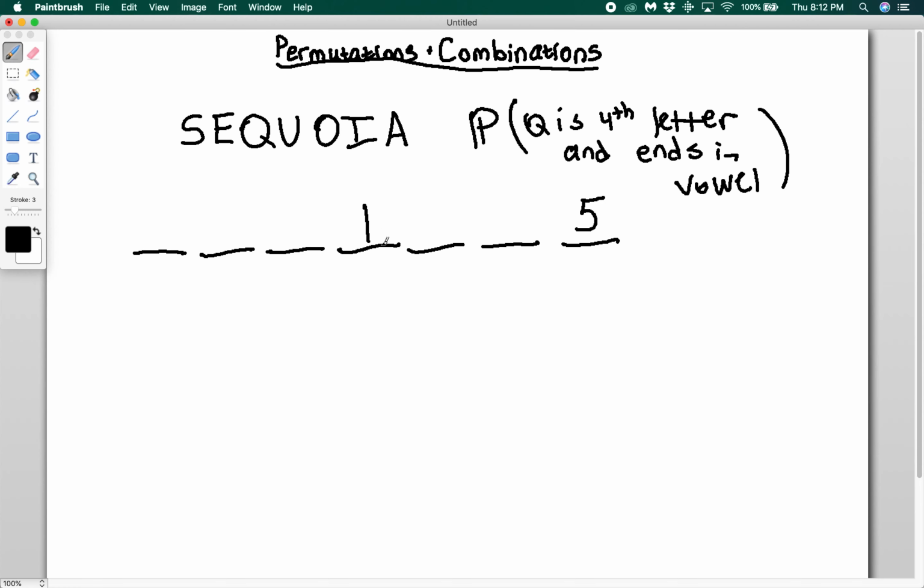After we've selected our Q and our vowel, we only have 5 letters left, which means we then do the same thing we did for the bookcase. We take one of them from among the 5 and put it here, then we have 4 to choose from to put here. Then we choose another from the remaining 3 to go here, another from the remaining 2 to go here, and the last letter will go here. Again, you can just multiply all these together, and when you do, you end up with 600.